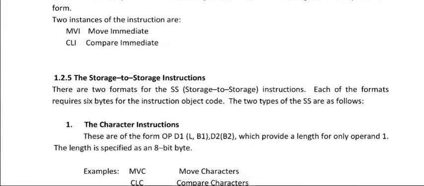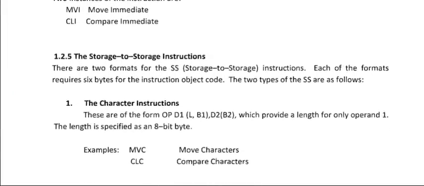Now let us learn about the last type, that is the storage to storage instructions. There are 2 formats for storage to storage instructions, and each of these formats requires 6 bytes for the instruction object code. The first type of the storage to storage instruction is the character instruction, and these are of the form OP D1(L,B1), D2(B2).